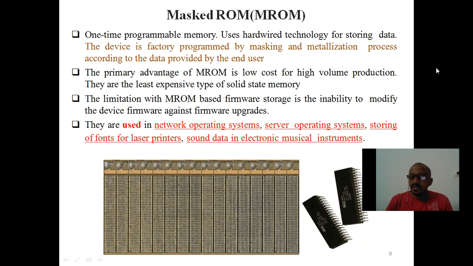The best example is that it is used in electronic musical instruments for sound data. As you know, kids use a keyboard to play music, or small pianos for kids. In that, for every key we press, a particular sound will come out. That remains the same forever. That's why this kind of data is stored in mask ROM. At the same time, these mask ROMs are used in network operating systems, server operating systems, and storing fonts for laser printers.